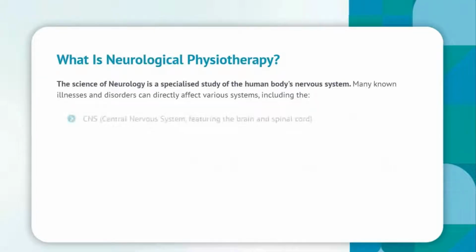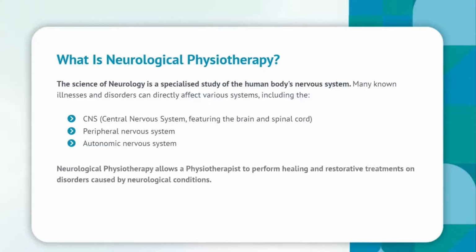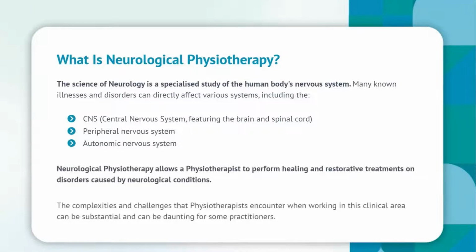What is neurological physiotherapy? The science of neurology is a specialized study of the human body's nervous system. Many known illnesses and disorders can directly affect various systems, including the CNS, central nervous system, featuring the brain and spinal cord; peripheral nervous system; autonomic nervous system.